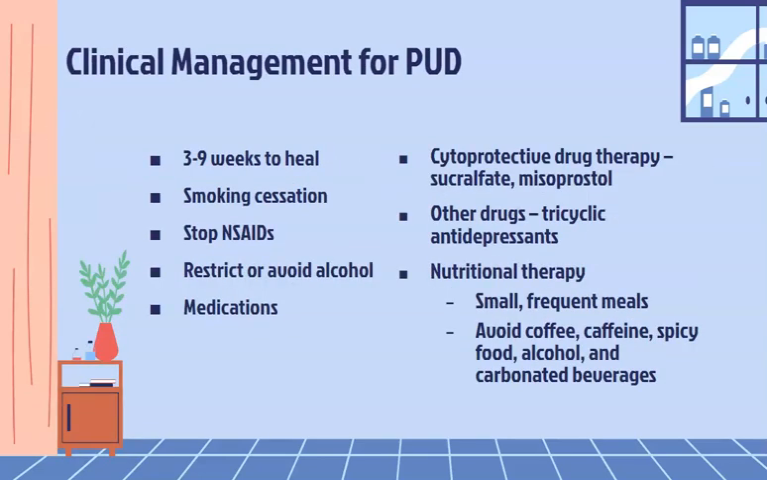We can also use some tricyclic antidepressants as well. They contribute to pain relief. Actually, with a lot of issues with pain, depression can coincide with that, so there has been some off-label use of tricyclics in pain management. And then, same as previous disorders we've discussed, smaller, more frequent meals, avoiding caffeine, spicy foods, anything that can trigger the episodes.